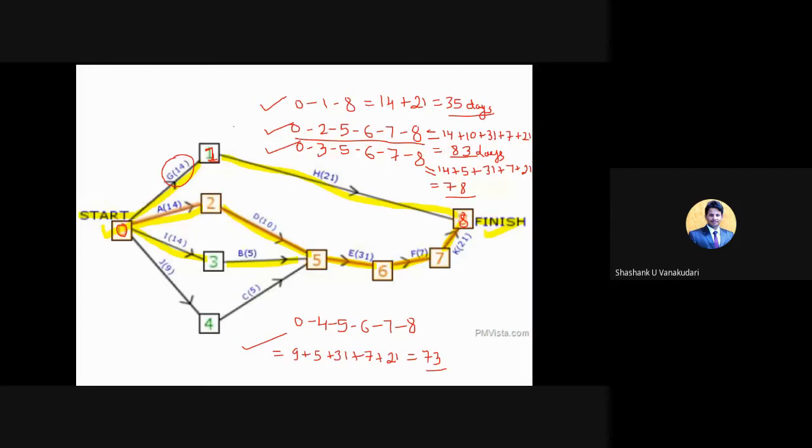Okay, so this is the critical path in this particular network diagram. Understood now? If you are having any doubts, you can ask others.